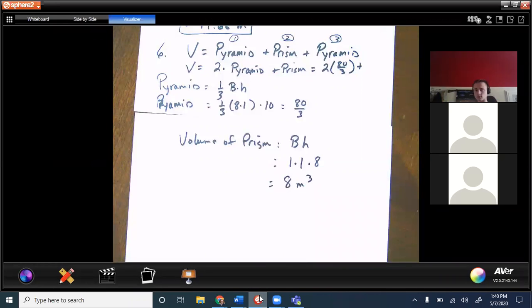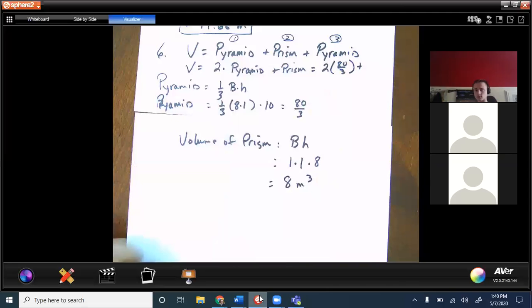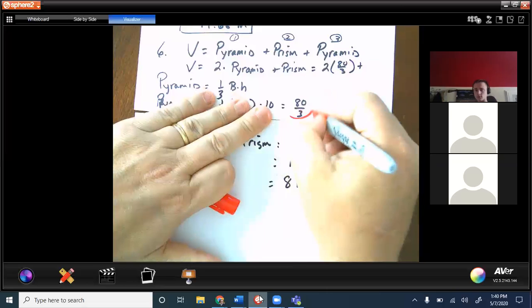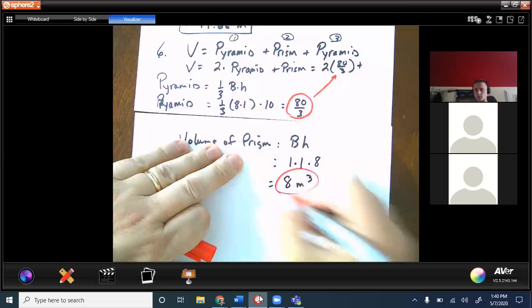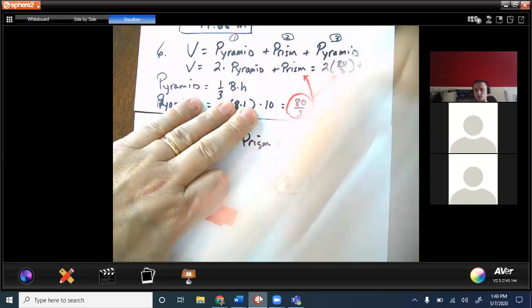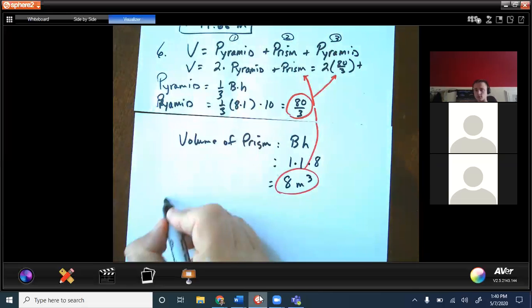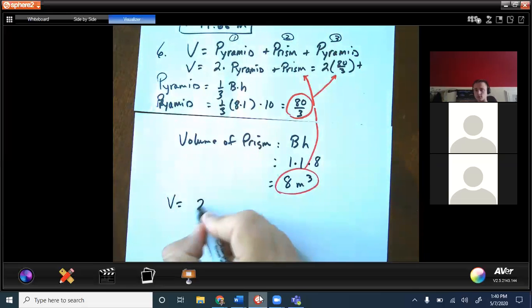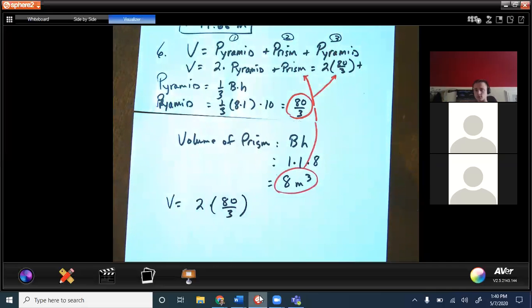Okay, so now what we're going to do is, let me use a different color marker. So we substituted the volume of the pyramid into the formula there. And now we're going to take the volume of the prism and put it there. All right, so composite figure, here we go. Volume is equal to 2 times the volume of the pyramid plus the volume of the prism.